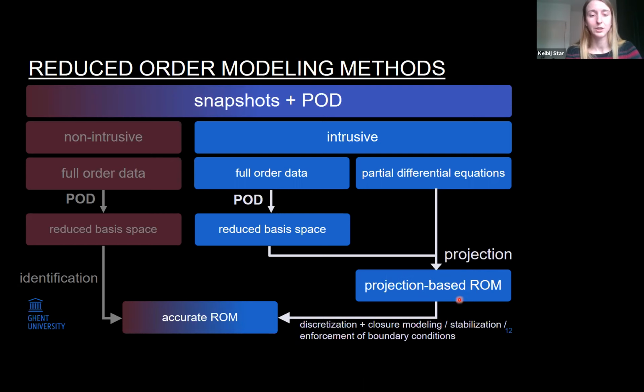But this projection-based reduced order model is not yet my accurate reduced order model. First, I also need some discretization, like we always have in CFD, using finite volume discretization methods.